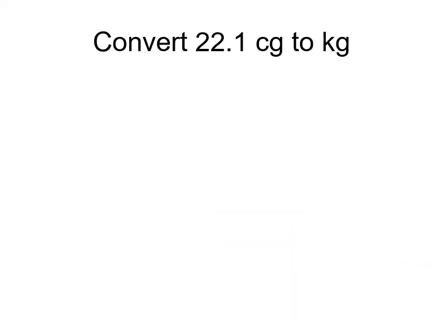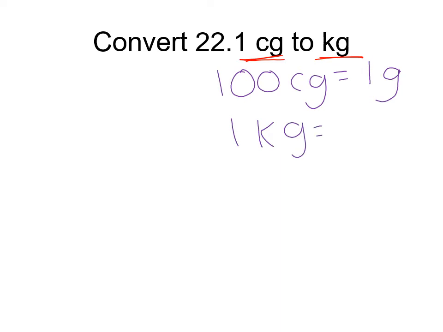Okay, now we're going to do one that's a little more challenging. 22.1 centigrams to kilograms. So centigram to kilogram. Okay, thinking about our conversions. I know centigram is the same idea as a centimeter, but it's gram. So I know that 100 centigrams equals 1 gram. And then about kilograms, I know 1 kilogram equals 1,000 grams. And so I'm going to have to use 2 conversions to change this number.